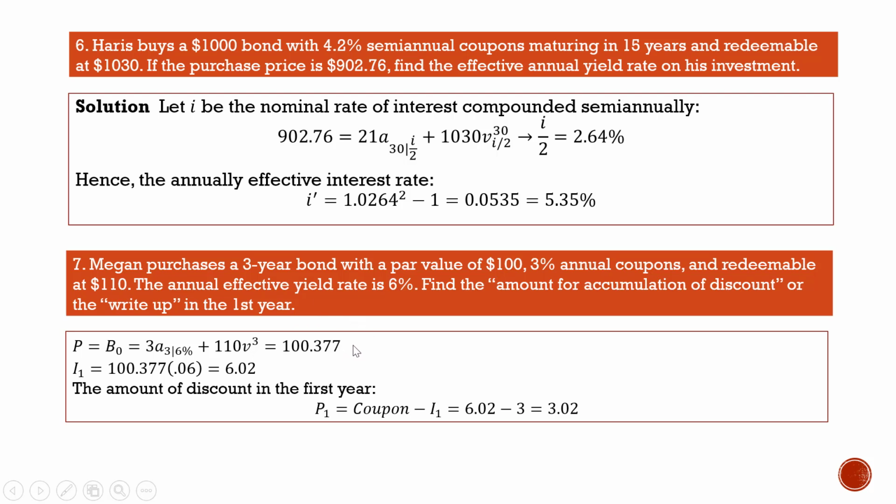So the price of this bond, or the book value at time 0, is 3 a_3 at 6% plus 110 v cubed. So the price is 100.377. The interest earned during the first year is 0.06 times the price. You got 6.02 for interest earned. So the amount of discount in the first year is the coupon minus I_1. You got 3.02.